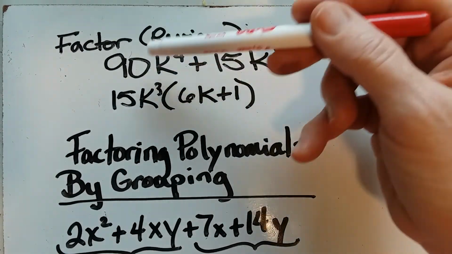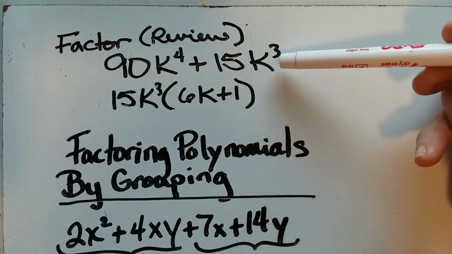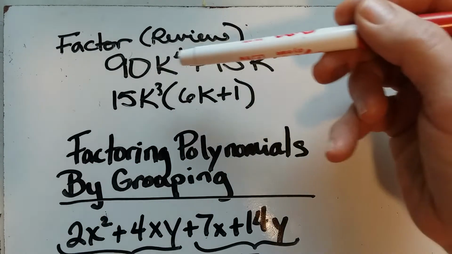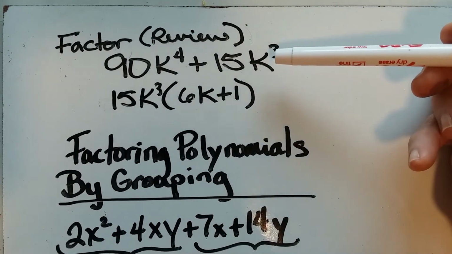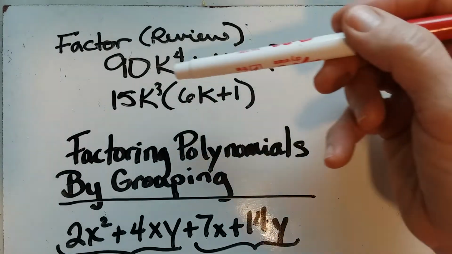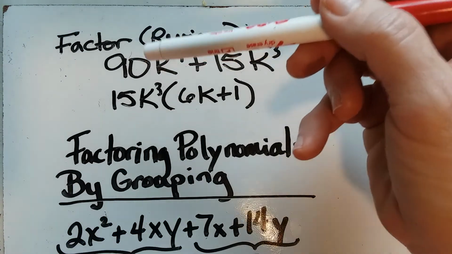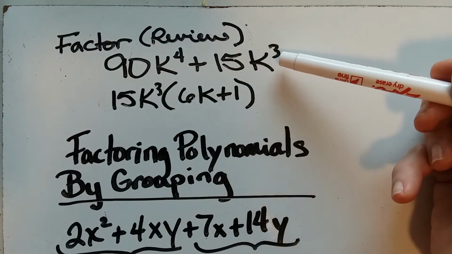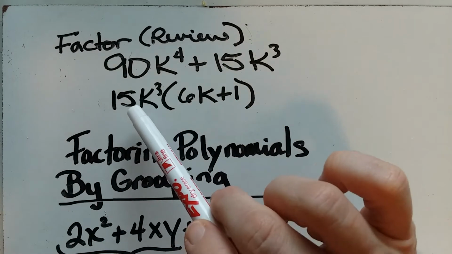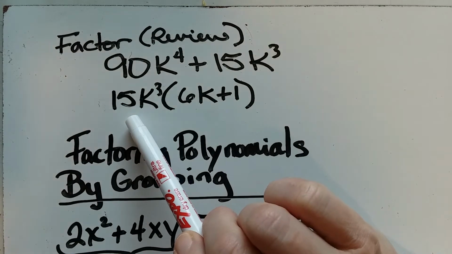But we also see that there's a k raised to the third in one of these terms and k raised to the fourth in the other term, which means that that's k times k times k and k times k times k times k here. So we're going to be able to draw out a 15 and k to the third. So that's what I've done right here. I've drawn out 15k to the third.